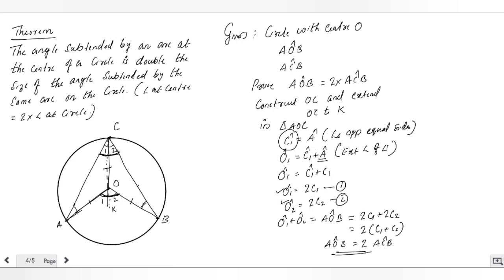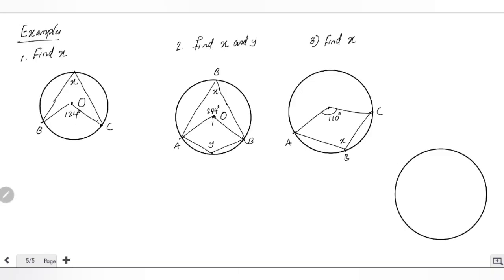Please try to study. Now let's do a few examples, and we can be done with this theorem. Okay, just do some examples. All right, guys, let's do this question quickly. Find x. Did you see that theorem there?